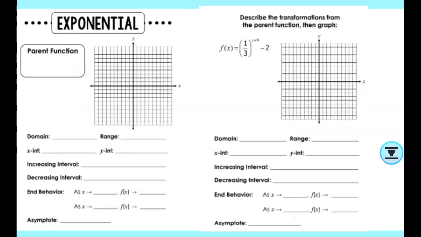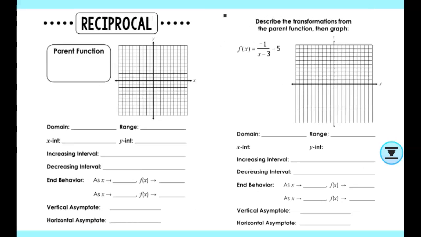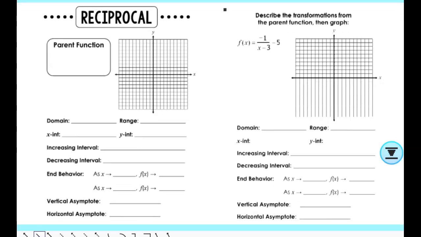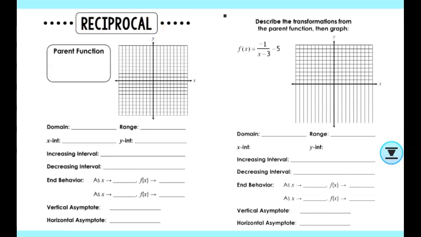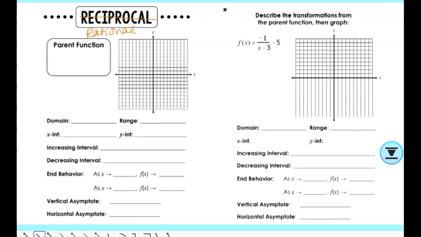We're not going to worry about a cube root right now. The exponential and logarithmic we will do later. The reciprocal we've already done, so this should be familiar to you. Remember that when we do the rational, and this is actually a rational function, not reciprocal. They're known as either. But the rational parent function, remember this one is the one that has the asymptotes.